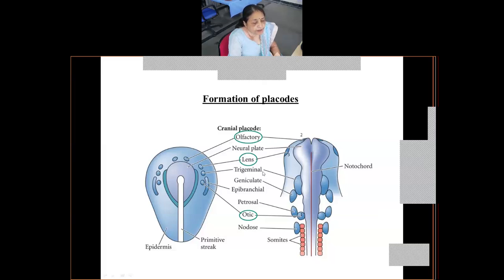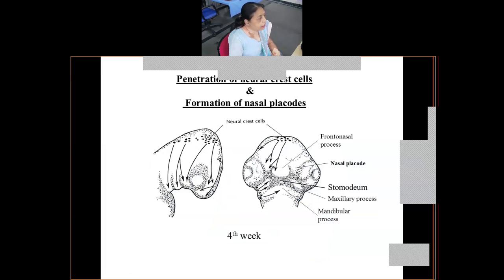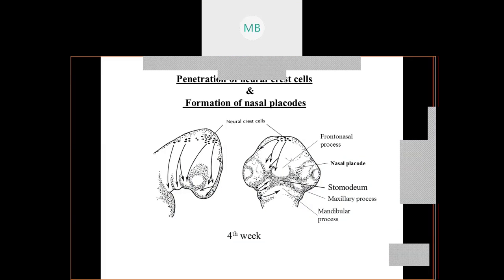They will form the sensory ganglia of the cranial nerves, like the nodose placode for the vagal ganglia, the petrosal placode for the ninth nerve ganglia, the geniculate placode for the geniculate ganglia, and the trigeminal placode for the trigeminal ganglia. These are the placodes that will appear. Another placode is the epibranchial placode, which will form the sensory ganglia of the peripheral nerves. Okay, is it clear? It is clear, ma'am.